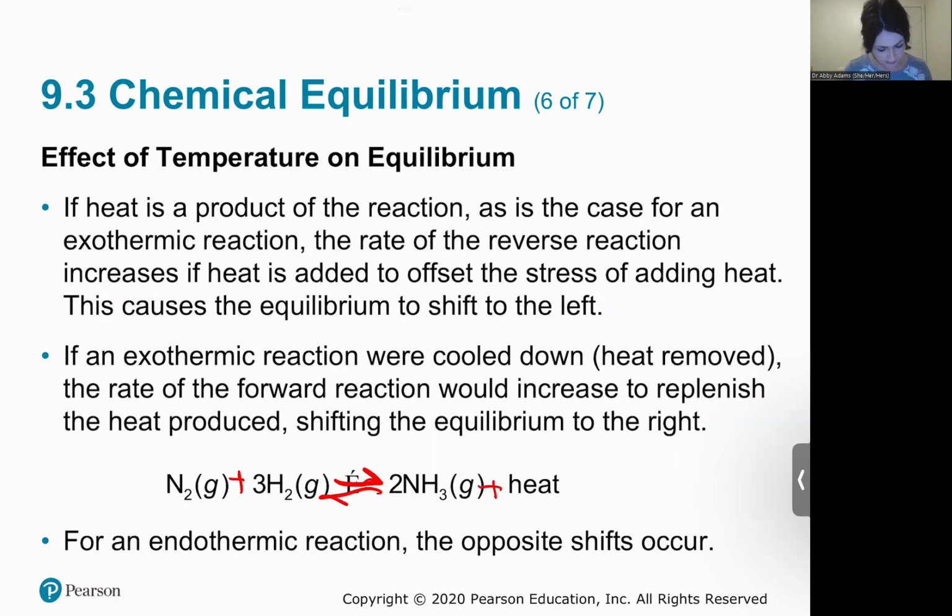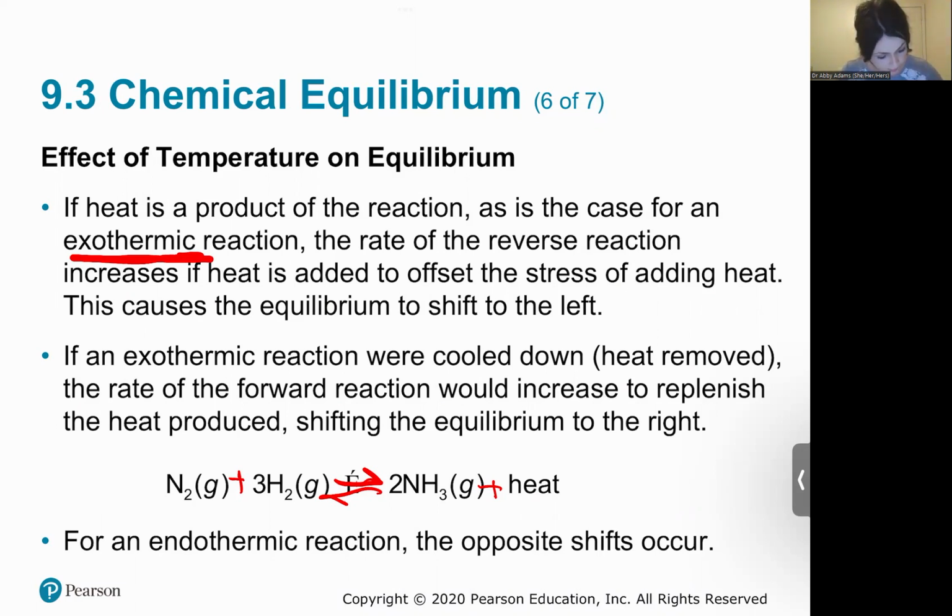If heat is one of your products, you have to think of heat in terms of products. So that would be like an exothermic reaction, right? It's one of your products. The rate of the reverse reaction increases if heat is added to offset the stress of adding heat. So this causes the reaction to shift to the left.